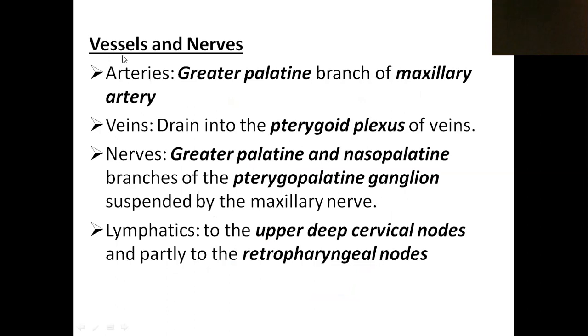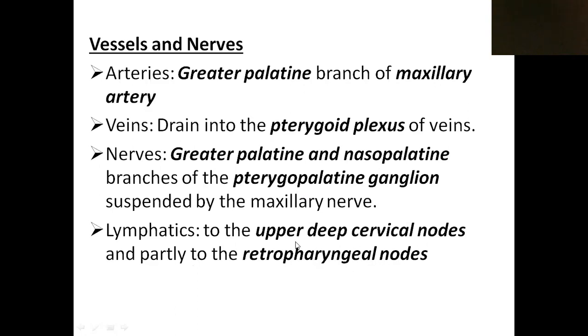Now, nerve supply and arterial supply. First, the arterial supply is by the greater palatine branch of the maxillary artery. Venous drainage is into the pterygoid venous plexus. The nerve supply is the greater palatine and nasopalatine branches of the pterygopalatine ganglion. Those things you have to learn by heart. Then lymphatic drainage is into the upper deep cervical lymph nodes and retropharyngeal lymph nodes.